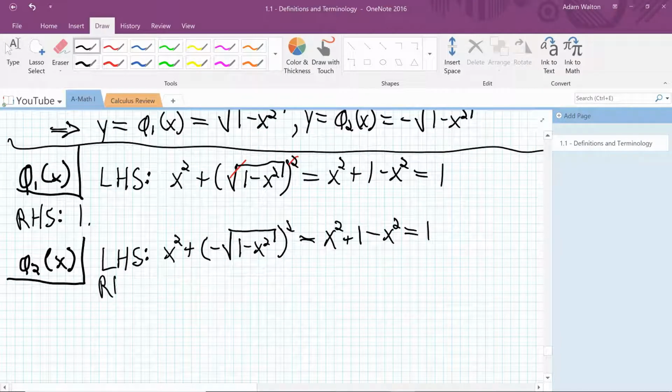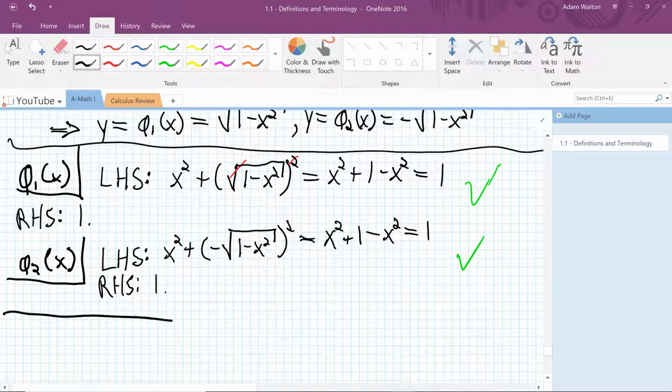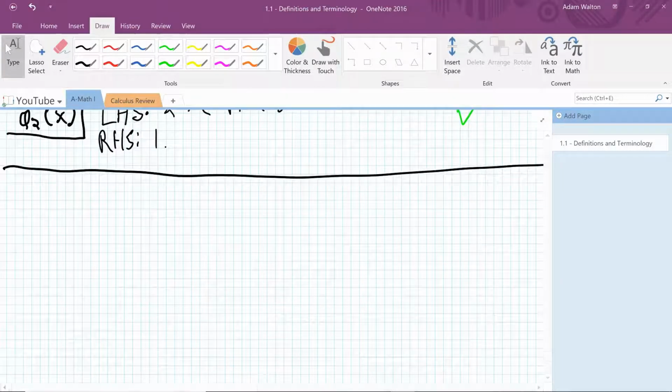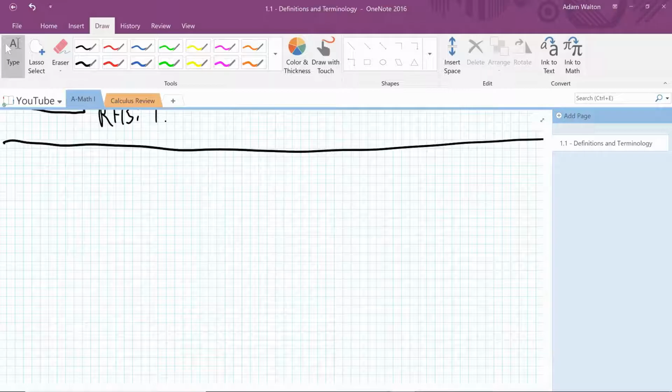And our right hand side is just 1. So we have shown that this does in fact satisfy the relation. So we're good here and here. Now we also need to satisfy our differential equation. So let's go with our substitution method.